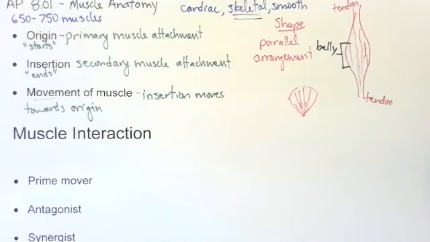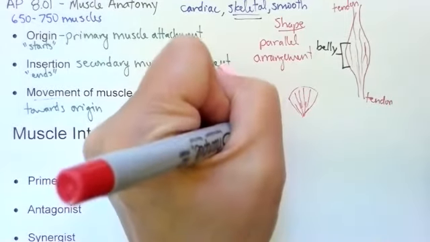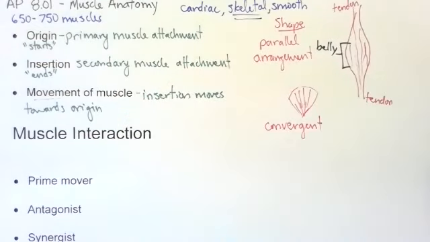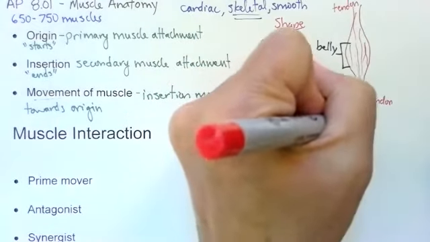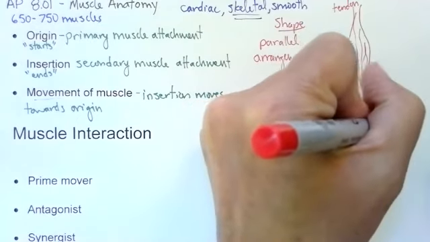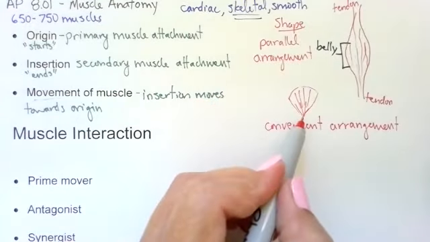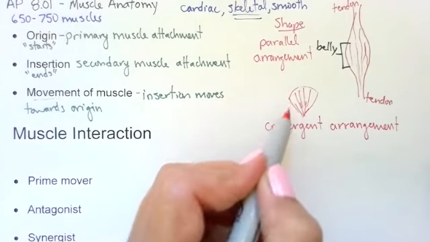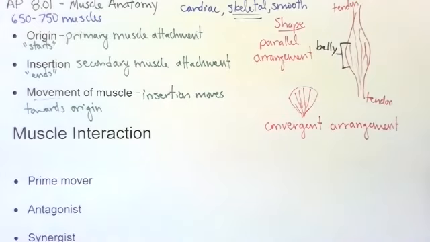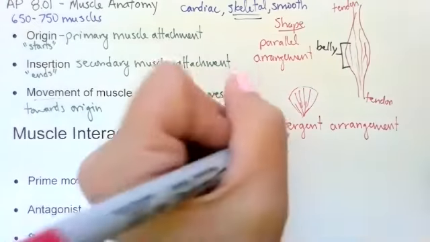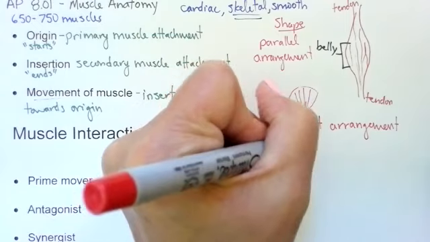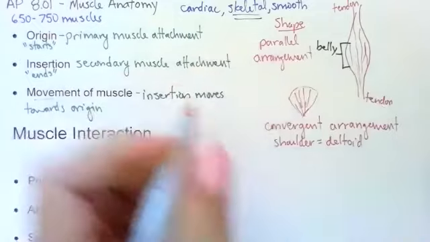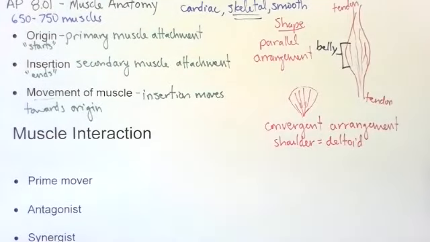looks like this, and the muscle comes down to a point. This is a convergent arrangement. So you have the insertion down here, the origin up here, and an example of this is going to be our shoulder muscles, the deltoids. For now, we're just going to call them shoulder, but we're going to learn that this is the deltoid. It is one of the best examples we have of a convergent arrangement.